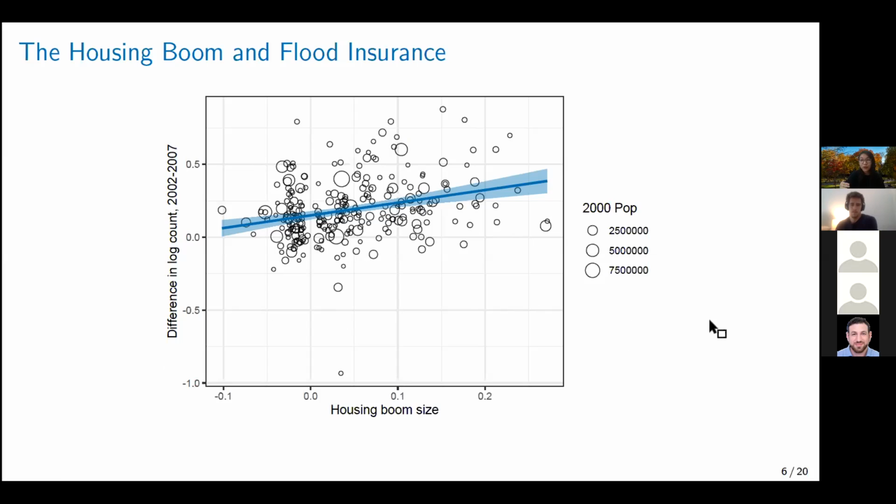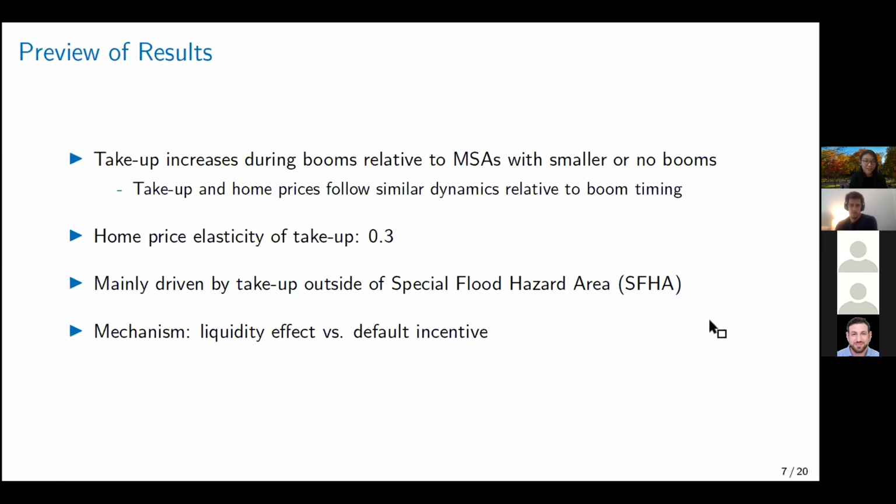And we're going to drill into this relationship in the rest of this project. So to give you a preview of the results, we find that take-up increases during booms relative to the MSAs with smaller or no booms. And they follow very similar dynamics relative to the timing of the boom. So that reassures us that there is a direct relationship between the two.